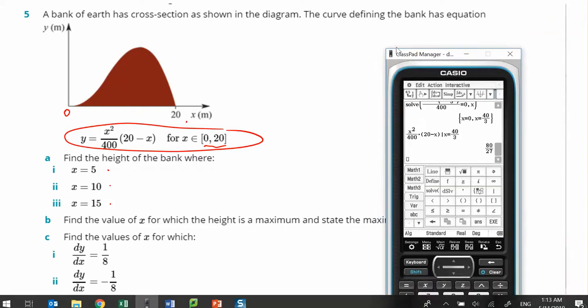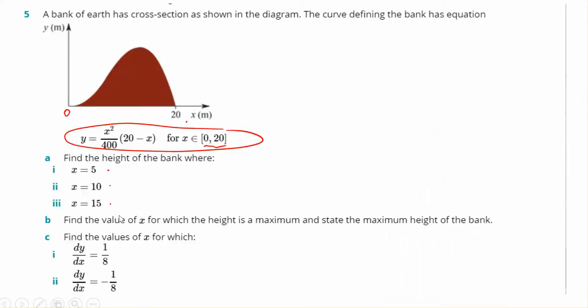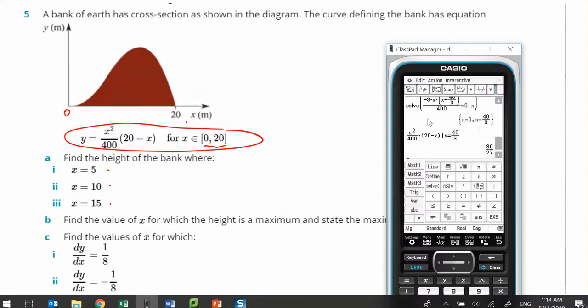Now part C, find the value of x for which dy/dx equals 1/8 and dy/dx equals negative 1/8. Really simple. dy/dx represents the derivative, and this is my derivative here. So I'm going to paste this in and make that equal to 1 divided by 8 and solve it.